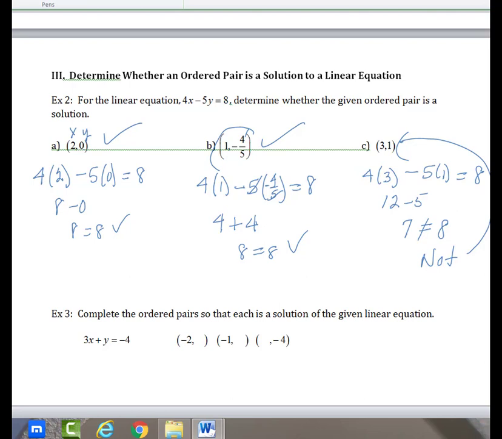All right, in the next video, we're going to look at a linear equation where instead of checking to see if an ordered pair is a solution, we're going to complete an ordered pair. Given one value, we're going to find the other.